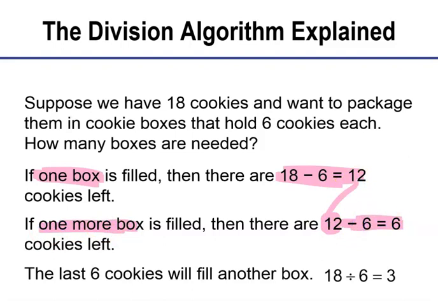And then the last box, can we put 6 cookies in the box? Sure we can. Last box, 6 cookies. Again, that's going to leave 0 cookies left. And how many boxes do we have? That's our 3 boxes right there. So this is how the division algorithm works.